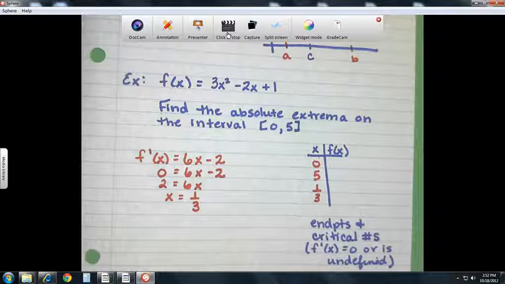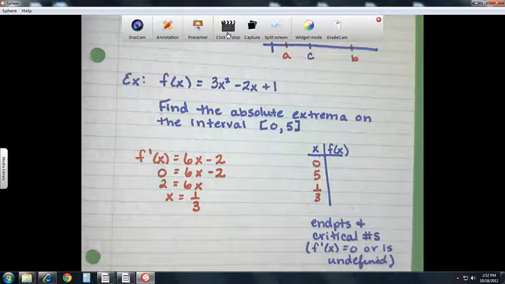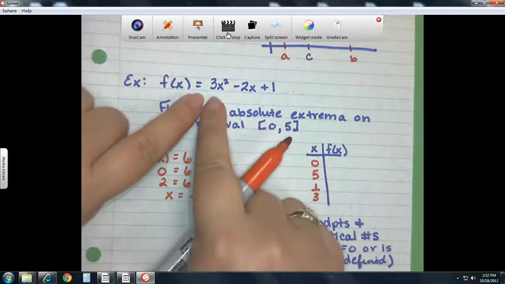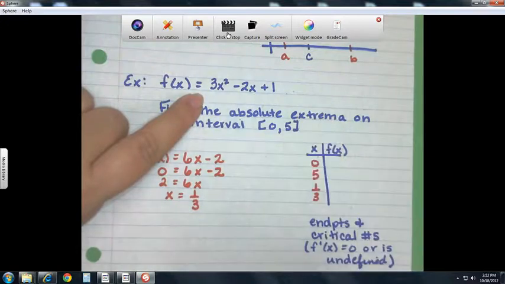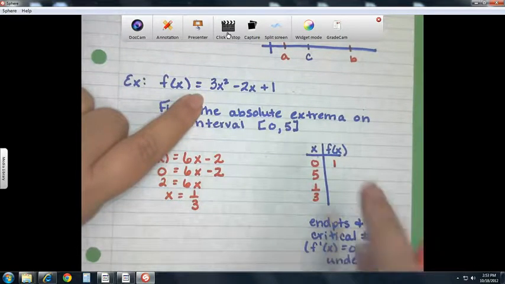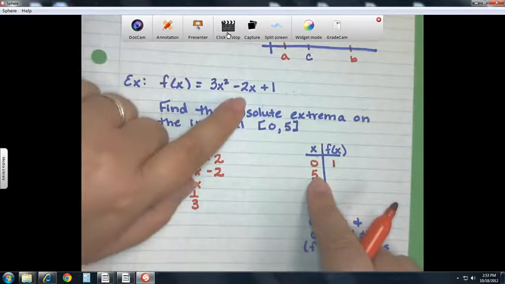Okay? Now what do you think I'm going to do with those to determine the highest point and the lowest point? Plug it into the original. Plug them into the original because the original is position. Okay? So when I plug 0 in, 0 minus 2 plus 1 is 1. When I plug 5 in, 75 minus 10 is 65. Plus 1 is, that's probably going to be my max.